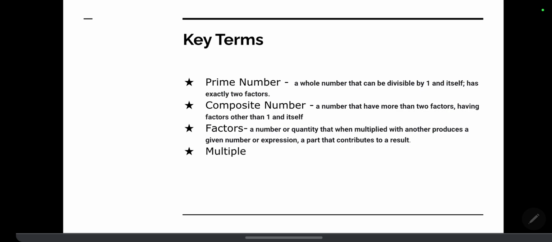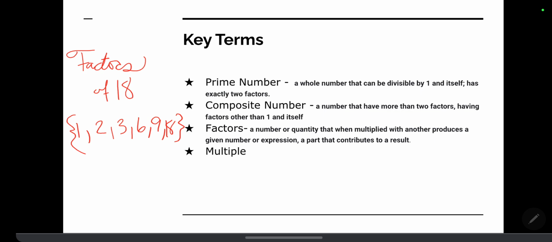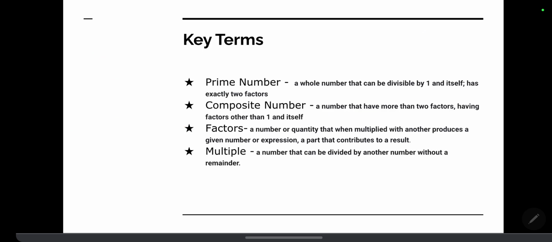Okay, going to our next term, factors. So we just saw a list of factors, and a factor is a number or quantity that when multiplied with others produces the given number or expression. If we were to go back to 18, for the factors here, we have 1, 2, 3, 6, 9, and 18. These are factors of 18. These factors work together to create multiples.